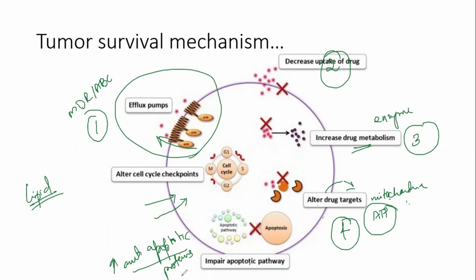For example, we'll talk about this. We'll come to that, don't worry. Okay. And last, ये हो गया आपका fifth mechanism.